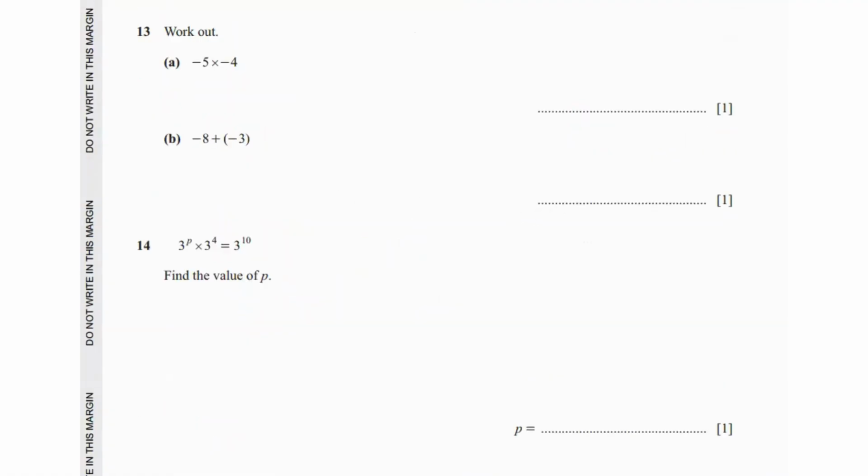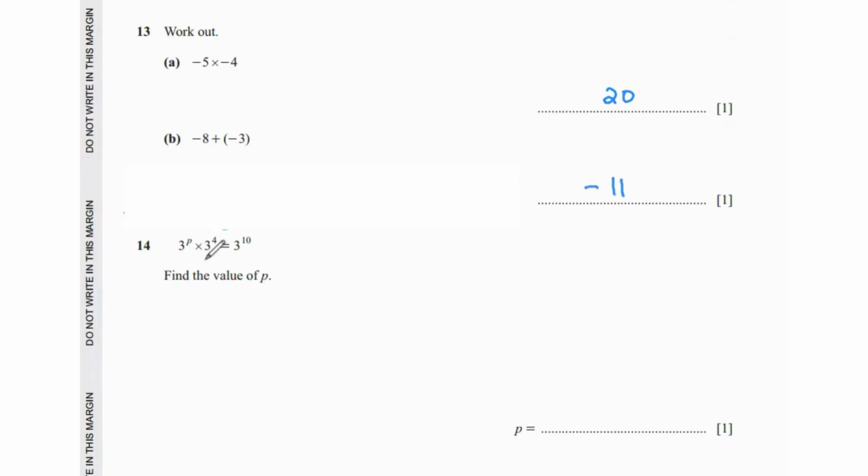Then work out negative 5 times negative 4. Whenever we're multiplying two negative integers, the answer is always going to be positive. So 5 times 4 is 20, and since they're both negative, the answer would also be positive. Now, when you're adding a negative integer to a negative integer, what we do is we add them. It's basically going to be 8 plus 3, which is 11, but the sign will be negative now.